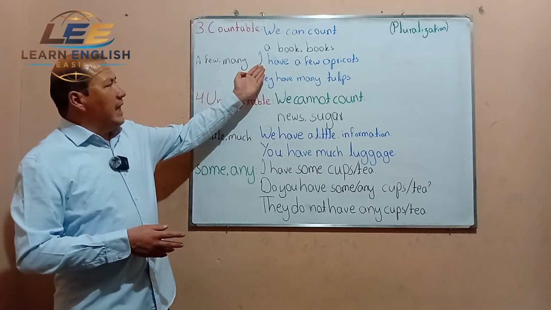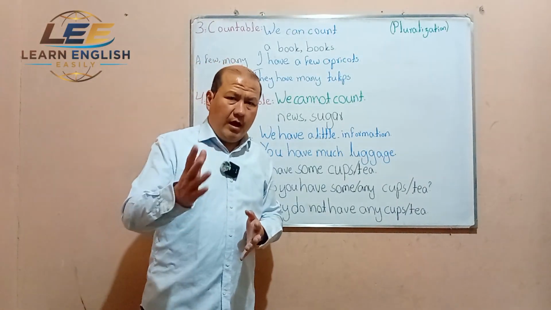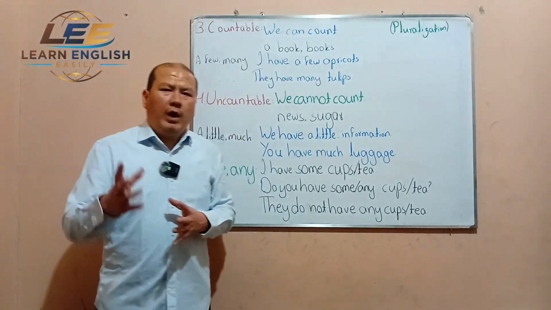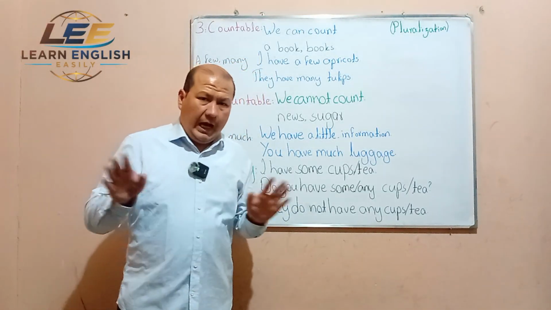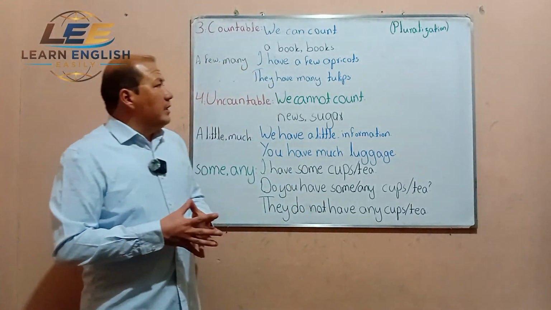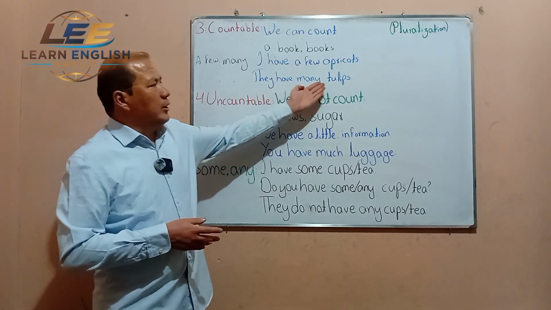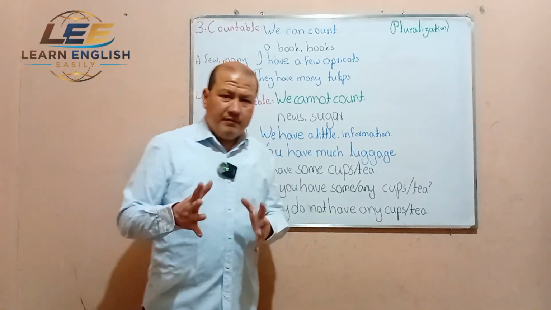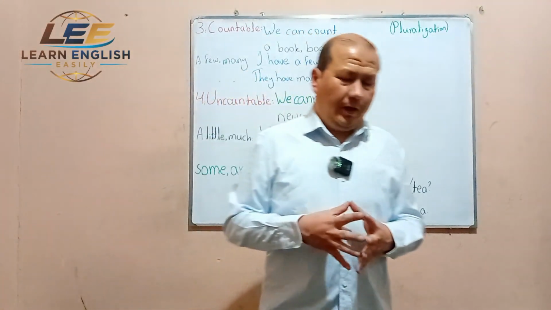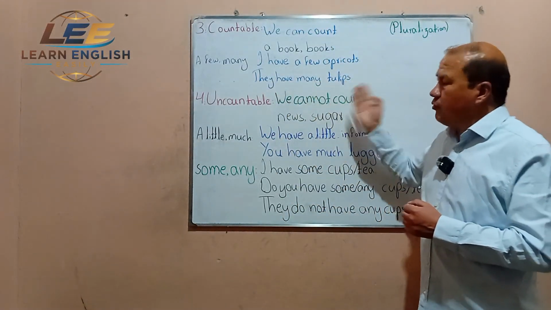For a few, I have the example, I have a few apricots. Apricots is a kind of fruit. So, I have a few apricots. It means I don't have a lot of it. It is less. Second example about a lot, about many. They have many tulips. Tulips is a kind of flower which usually blooms in the spring. They have many tulips.